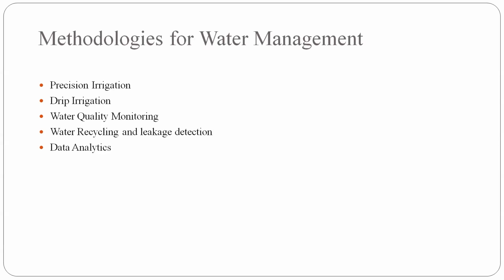Then water recycling and leakage detection. Water recycling stands for when there is overflooding or extreme rain conditions and the agriculture field is overflooded, that water can be collected and used for irrigation afterwards. And leakage detection stands for if there is any leakage in the pipe which supplies water to the field, it can detect that and alert the farmer to check their pipes, and as a result reduce the water wastage. Then we come to data analytics.